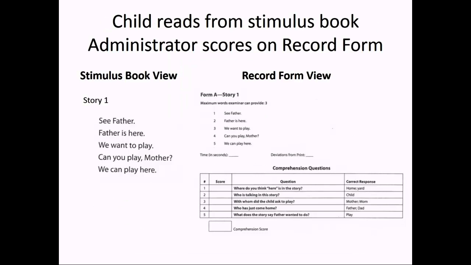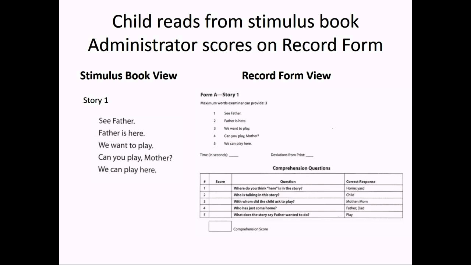The child reads the stimulus book, and you record whatever they say on the examiner's record form. So if you look on the left, it says Story 1. This is what the child will see. See Father, Father is here. We want to play. Can you play Mother? We can play here. On your version, you will have a record form, and it says maximum words the examiner can provide is 3. So that means when the child gets stuck on a word and you give them 5 seconds to try to decode the word, if they don't, you can provide the word, but you can only do that 3 times during the testing.